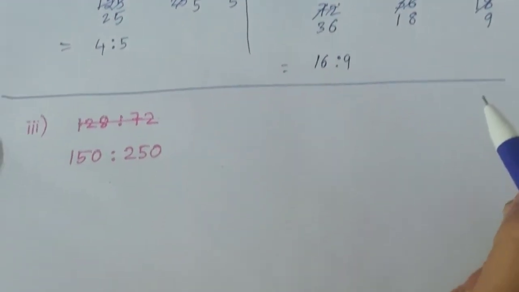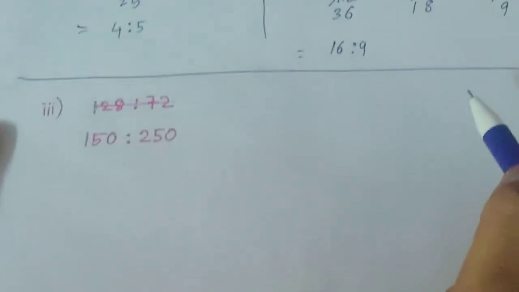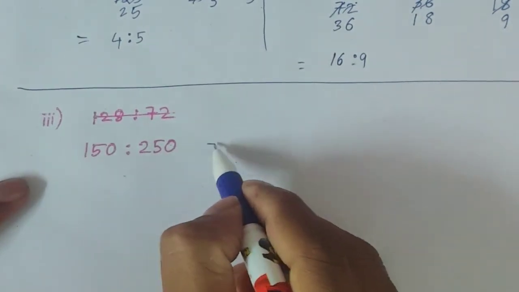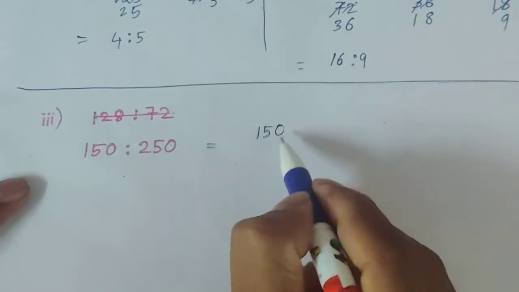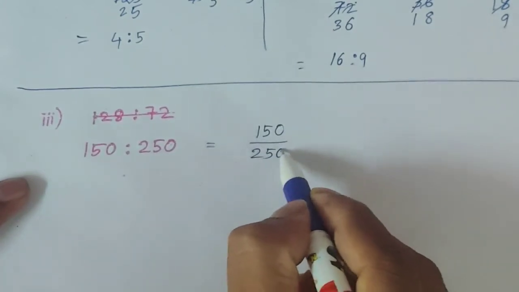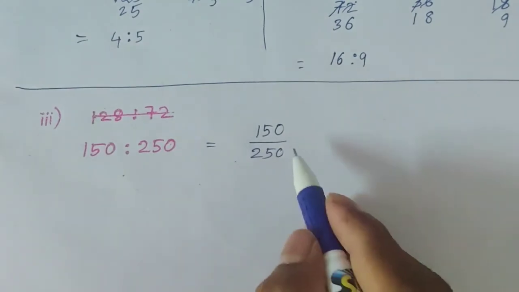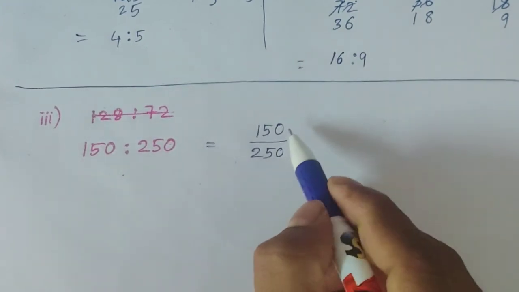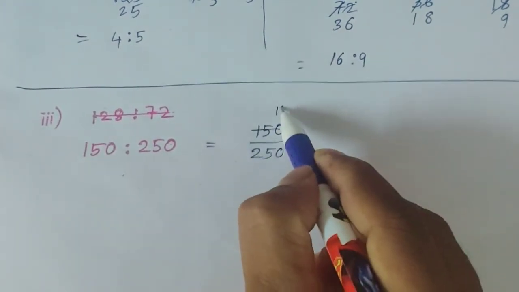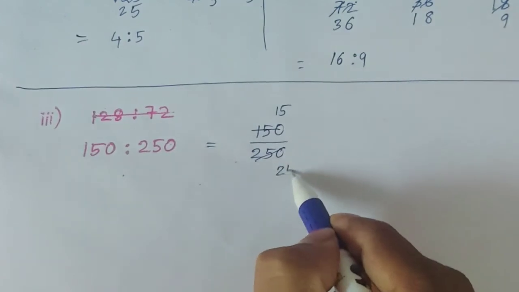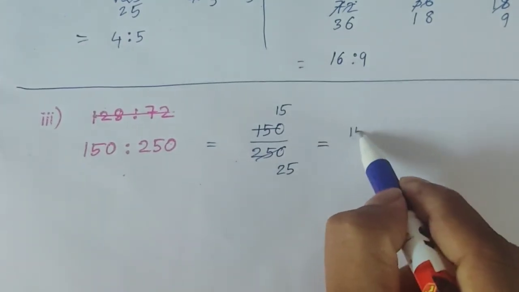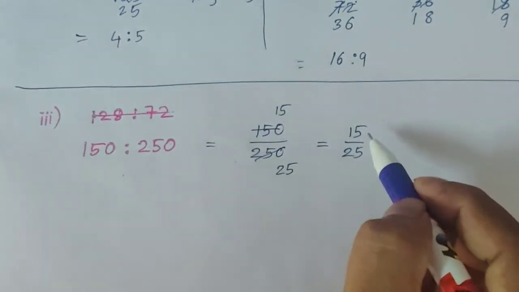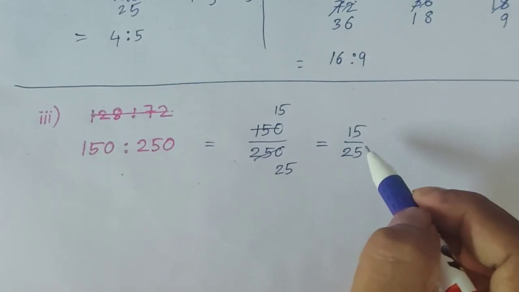Now let us move on to the next sum, that is 150 by 250. Let us write it in fractional form, 150 by 250. Since both numerator and denominator have zeros in the ones place, both are cancelled in the 10th table. 10 fifteens are 150, 10 twenty-fives are 250, that equals 15 by 25. Both have 5 in the ones place.